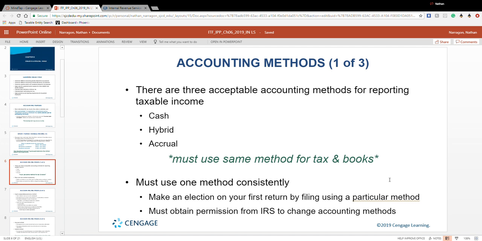You must use the same method for tax and books. You cannot change it up. Okay? If you change it up, the IRS and your investors do not like that. So they are very key that it must stay the same. Does it always? No, but it should stay the same.